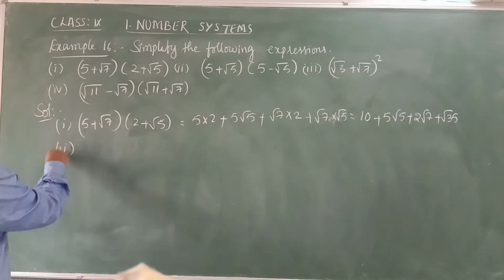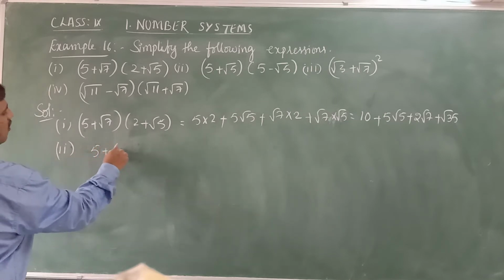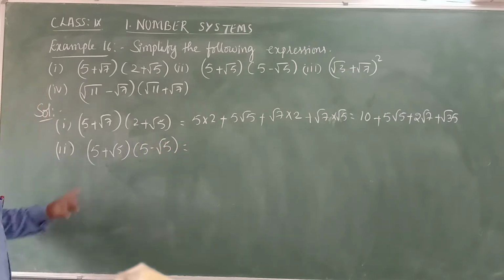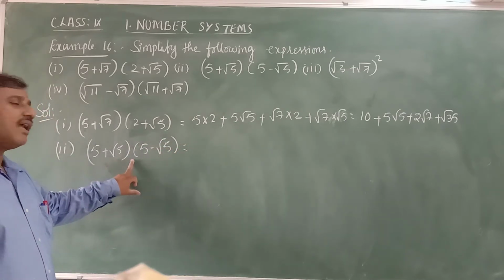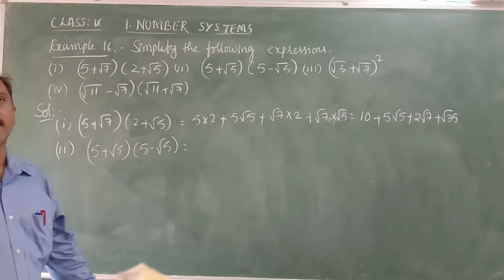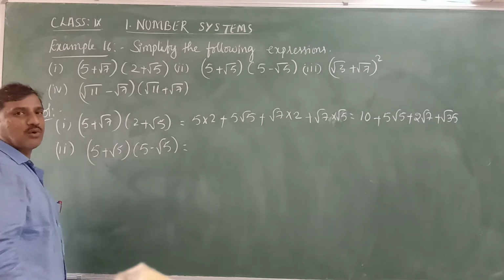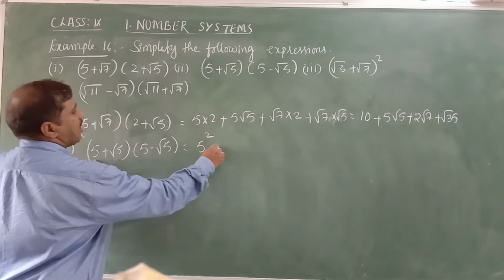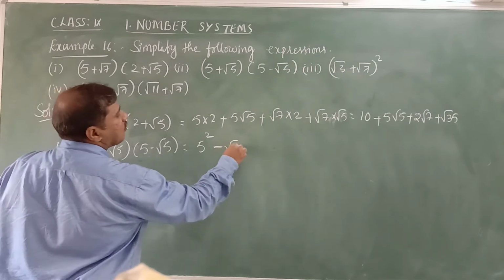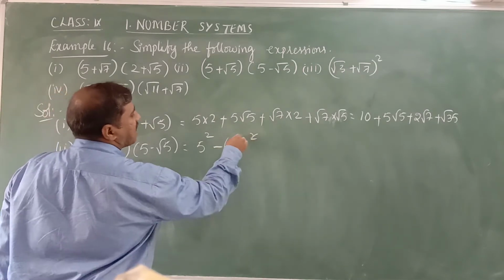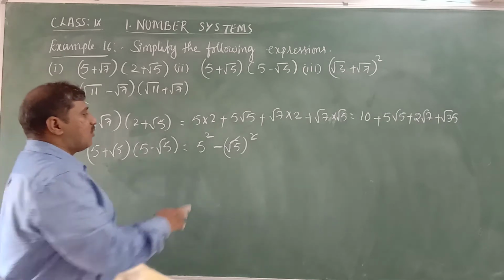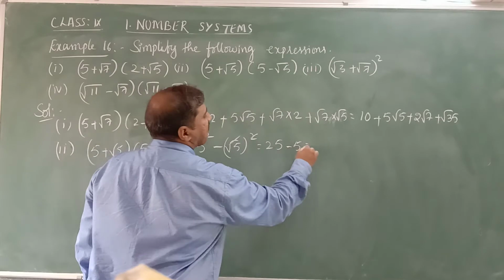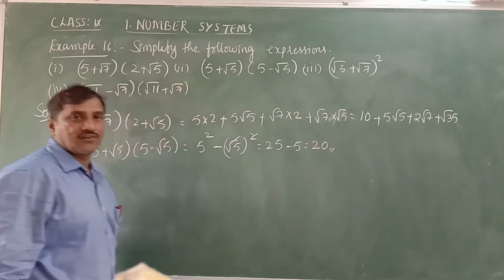Next, the second question we have is (5 + √5)(5 − √5). This is in the form (a + √b)(a − √b), that is (a + b)(a − b) = a² − b². So 5² minus (√5)². The square and square root cancel. Now 5² is 25, minus 5, is equal to 20.